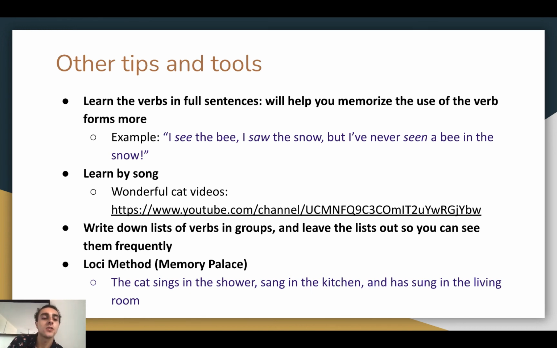And then you can also use the loci method, which is a memorization technique that I taught you for vocab. This also works for verb forms. So think about like a house or something and think about the different rooms, and try to associate the different verb forms with different rooms. So you can say, for example, the cat sings in the shower, sang in the kitchen, and has sung in the living room. So think about different areas, and you think like, oh, the living room is where has sung, you remember, right?